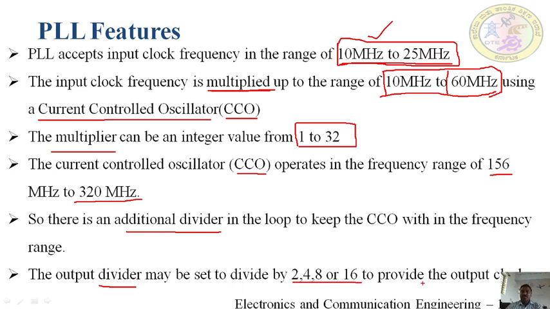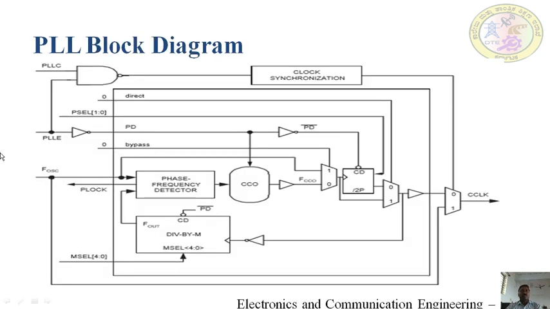The output divider may be set to 2, 4, 8 or 16 to provide the output clock. So the 156 MHz to 320 MHz CCO frequency can be divided with this value, in order to keep the frequency in its range. As you can see, the block diagram of this PLL contains these components.